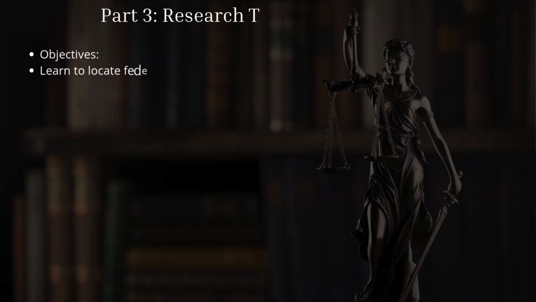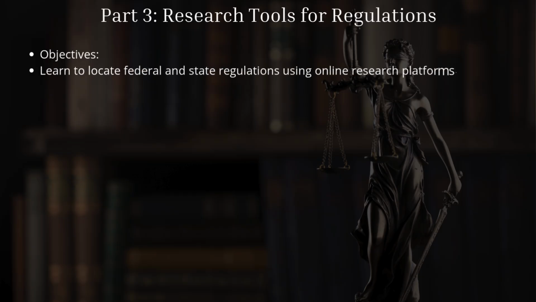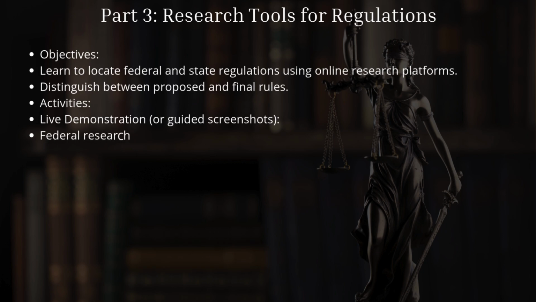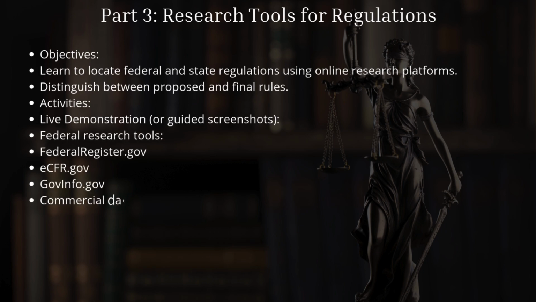Part 3, Research Tools for Regulations. Objectives: learn to locate federal and state regulations using online research platforms, and distinguish between proposed and final rules. Activities: live demonstration, or guided screenshots. Federal research tools.